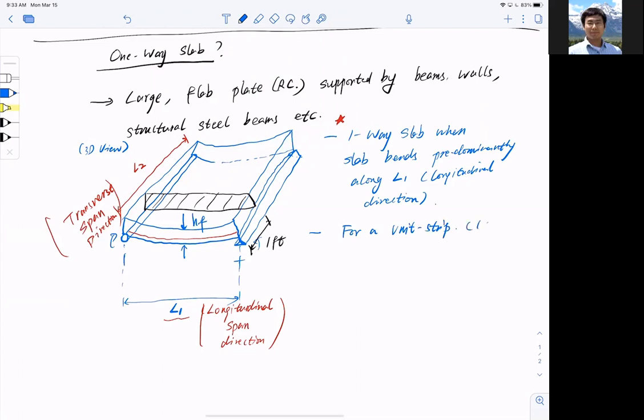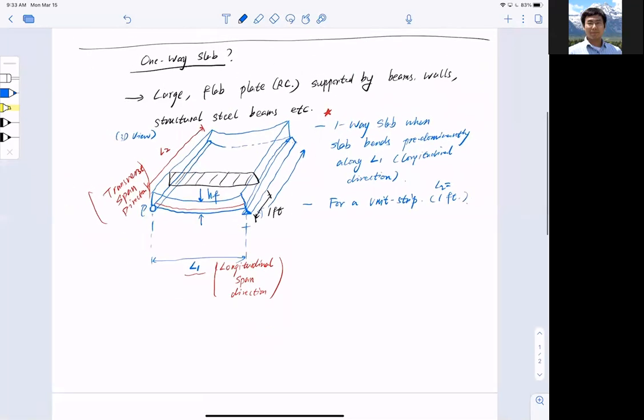Unit strip means 1 foot in L2. So essentially, if we design a one-way slab, we only need to take a 1 foot strip and design for it and assume it's universally true across the transverse span direction. All right. So this is the definition of one-way slab and how we design for one-way slabs using a unit strip.